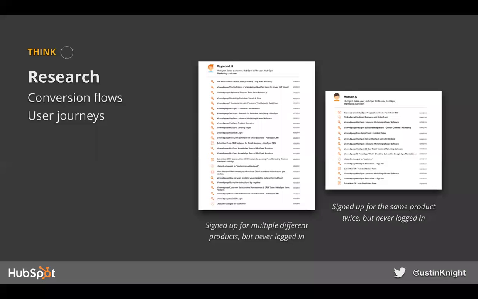And we saw, oh, wait a second, he signed up for multiple products, but he never logged into any of them. And then we saw Hassan signed up for the same product twice, but he never logged in. We realized that people were seeing these sign-up flows as the login form to our product because they looked like login forms. So this was a key insight in terms of how our conversion funnel would be designed and what those interfaces would look like.